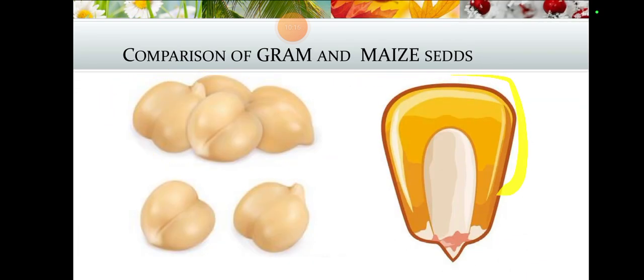Comparison of gram and maize seed. So here you can see this is a gram seed and this is a maize seed. You can see the difference: one has one cotyledon, the other has two cotyledons; one has no endosperm, the other has endosperm. This is the micropyle of maize, and this is the micropyle of gram, and this is their outer covering, that is the seed coat.